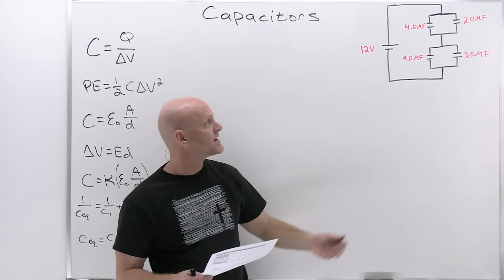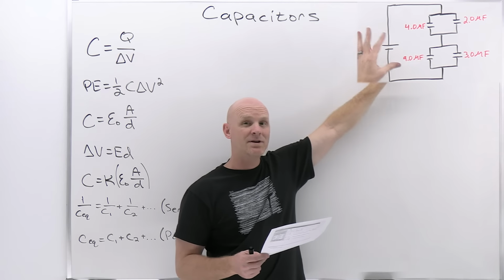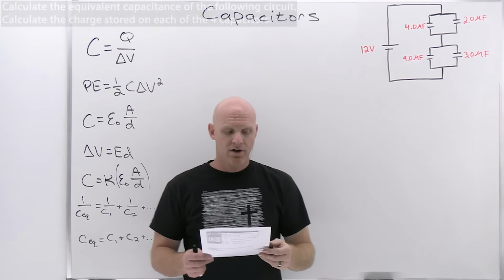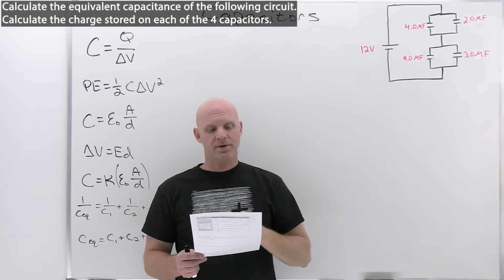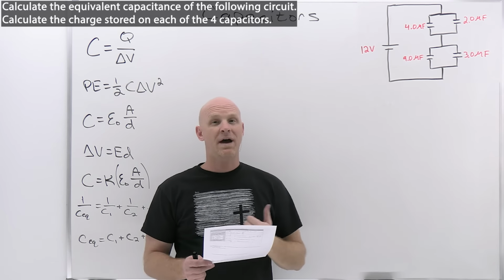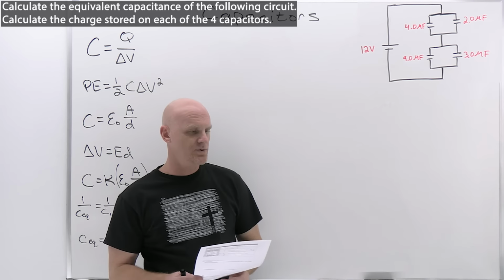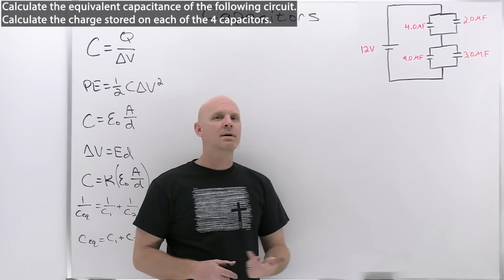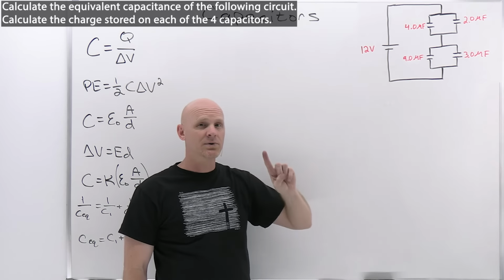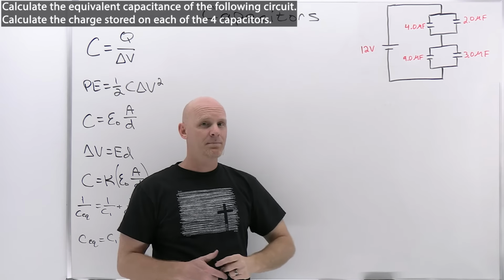So the next question we're going to study in this lesson involves this lovely diagram here with many capacitors in it. And the question says, calculate the equivalent capacitance of the following circuit. Calculate the charge stored on each of the 4 capacitors. So multiple things we need to solve for here. And in this case, we've got so many capacitors that it's not going to be able to simplify this diagram in a single step. It is a multi-step process here.